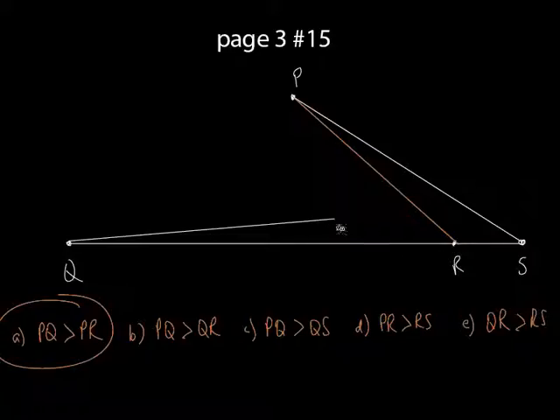Now if R was, watch, if R was inside of here, from here to about right in here, then yeah, PQ would be bigger. But if I stretch it out further than the length of PQ, then it doesn't have to be bigger. So that's not going to work right there.